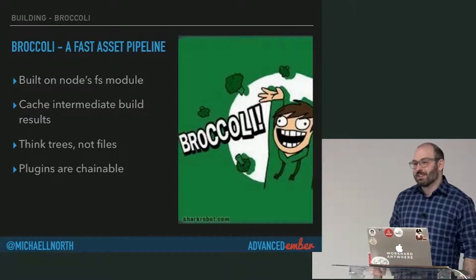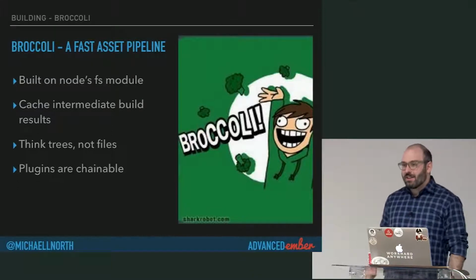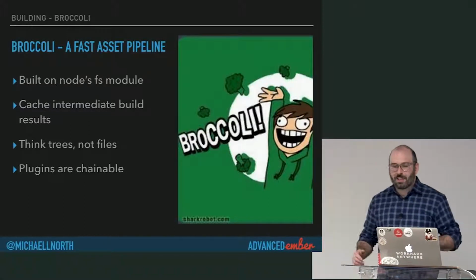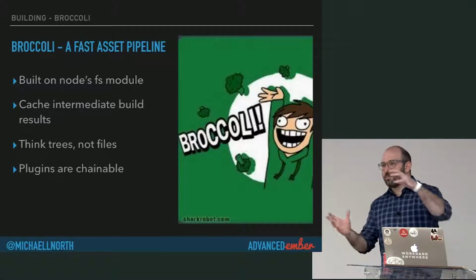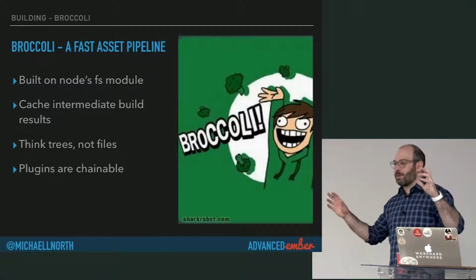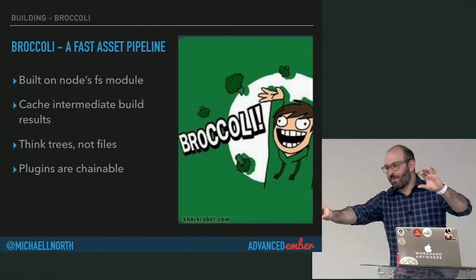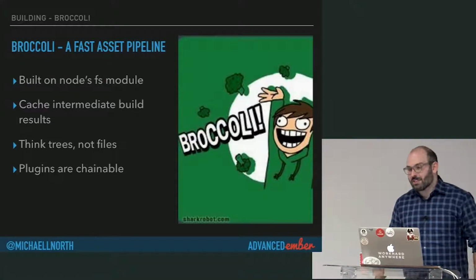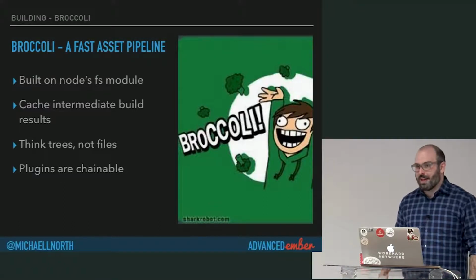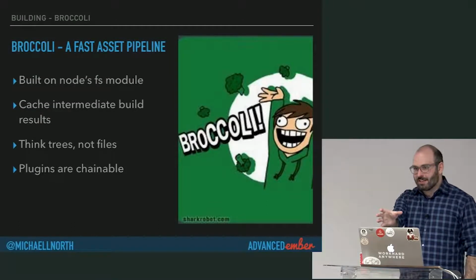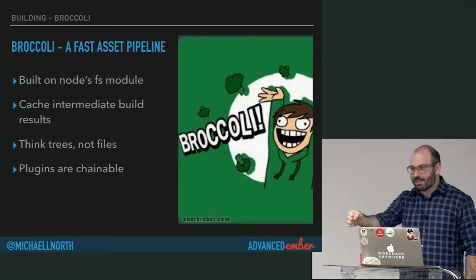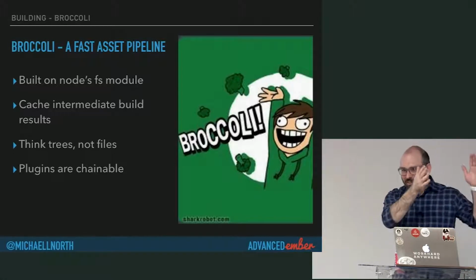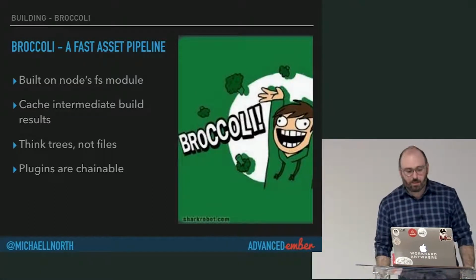When you're building Broccoli plugins, you want to think in terms of trees, not files, and we'll go into what trees are in a second. But you want to be thinking in terms of a group of files as specified by a root folder, or a root folder with this extension, sort of a filter for files. And of course, the plugins are chainable, right? So this would mean that you can take your Sass and turn it into CSS, and then you can minify that CSS, and then you can add a comment to the top of your CSS, and it goes through each step of the pipeline one by one.